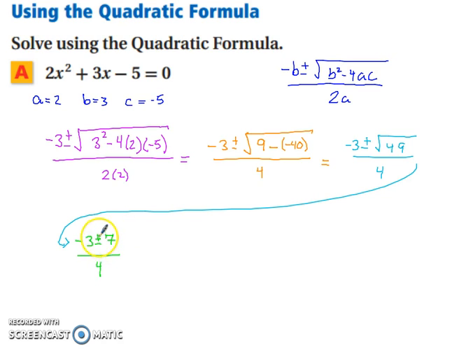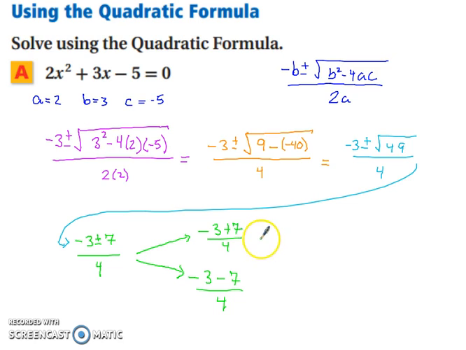Notice how we kept saying plus or minus. We're going to split it into 2 different pieces. So, one will be with addition. So we have negative 3 plus 7 divided by 4. And one is going to be with subtraction. So we have negative 3 minus 7 over 4.